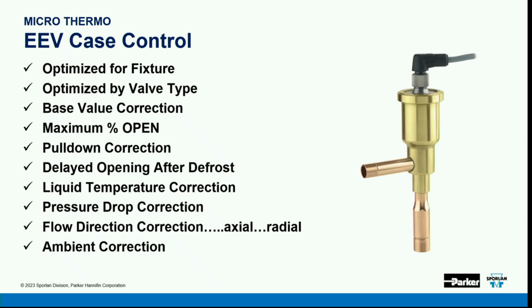So you can do that. You can set a maximum percent open. Let's say the valve never goes open in refrigeration more than 68%. Dude, make that the maximum open. Don't let it go to 100. It doesn't need to. Pull down correction. If it's taking a little bit too long to come back to temperature, you can correct that. You can have a 2-minute pull down, 5-minute pull down, 7-minute pull down, whatever you need it to be, okay?